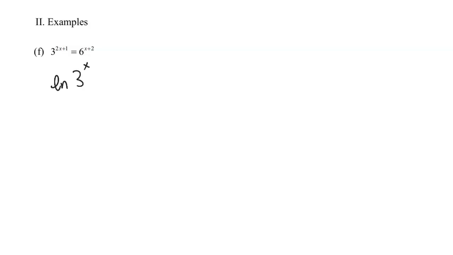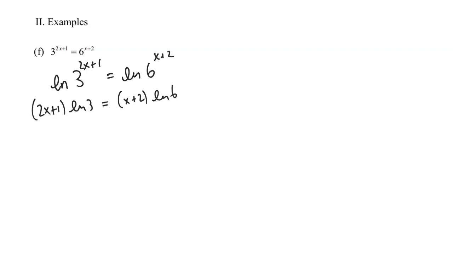And so I'll have the natural log of 3 to the 2x plus 1 is equal to the natural log of 6 to the x plus 2. And because I've taken the natural log, that now allows me to move those exponents out of the exponent and into the front of the logarithm. Make sure that you put parentheses around them, because it's all going to have to be multiplied by those natural logarithms. Okay, so let's go ahead and distribute on both sides.